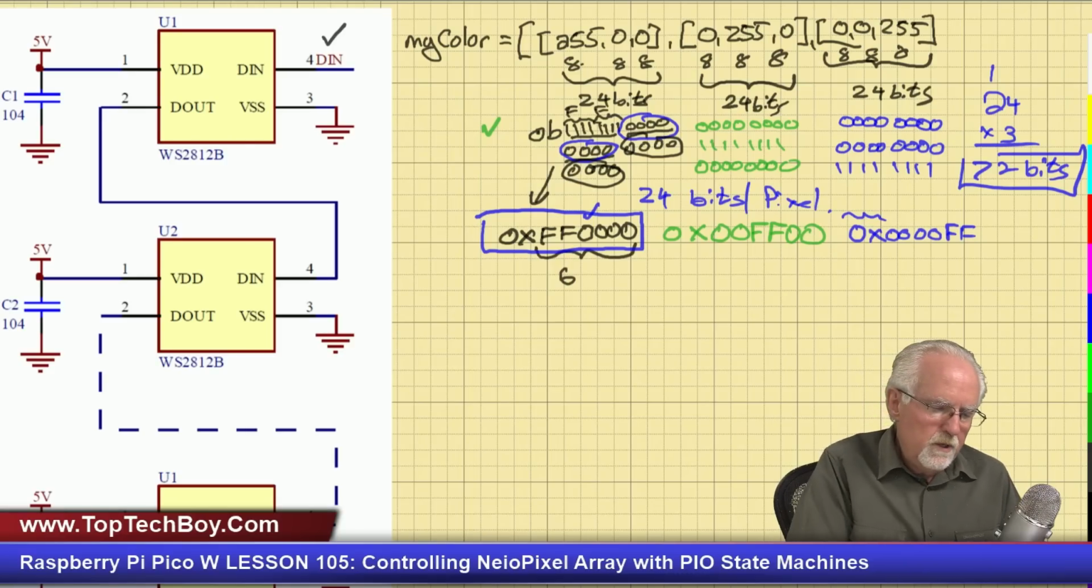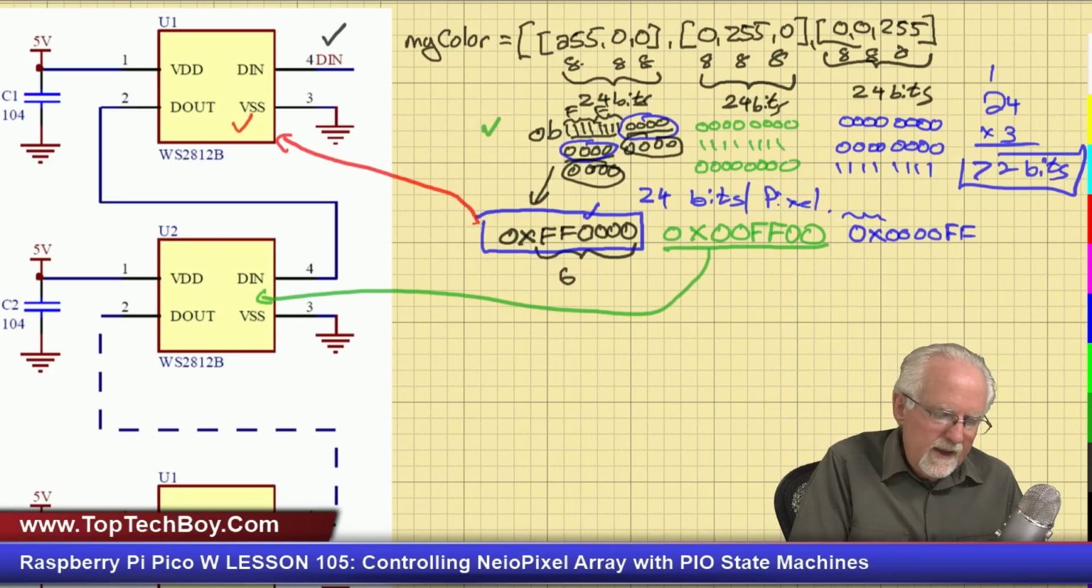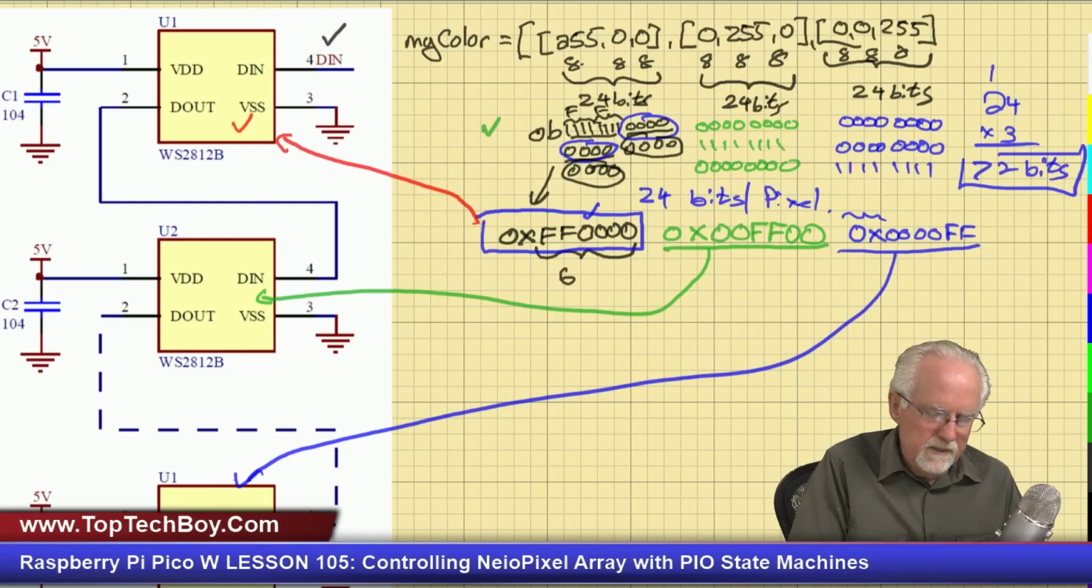So what you have to see is this is the actual data packet that this ends up with. This, which represents green, is the data packet that this ends up with. And then this becomes the data packet that this ends up with.